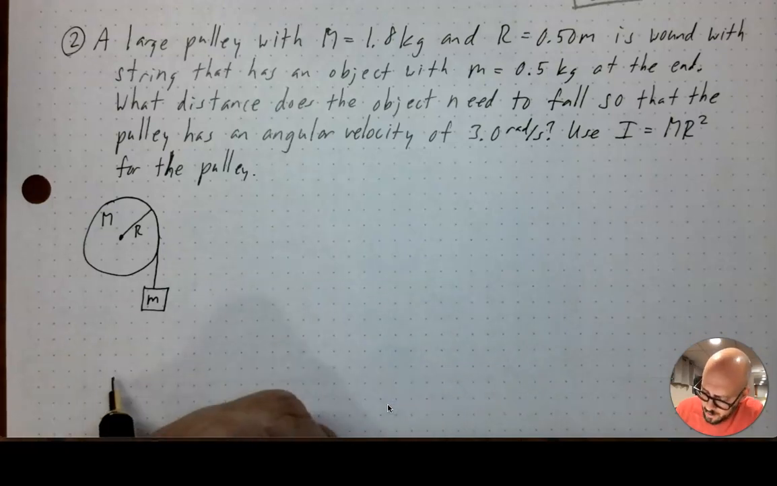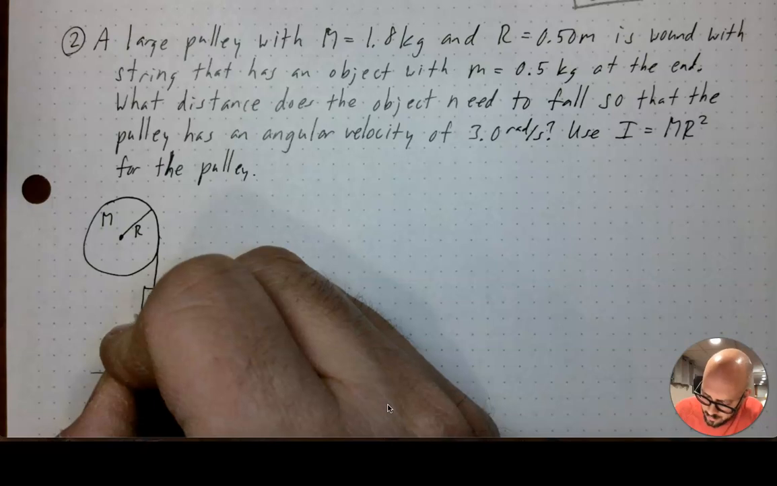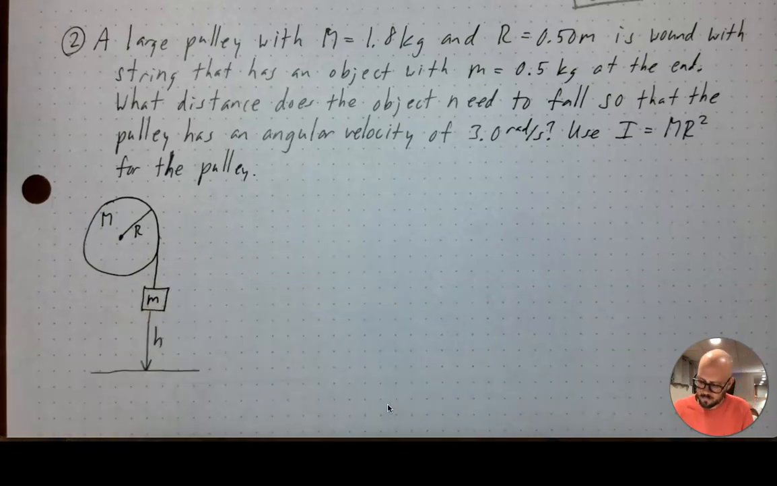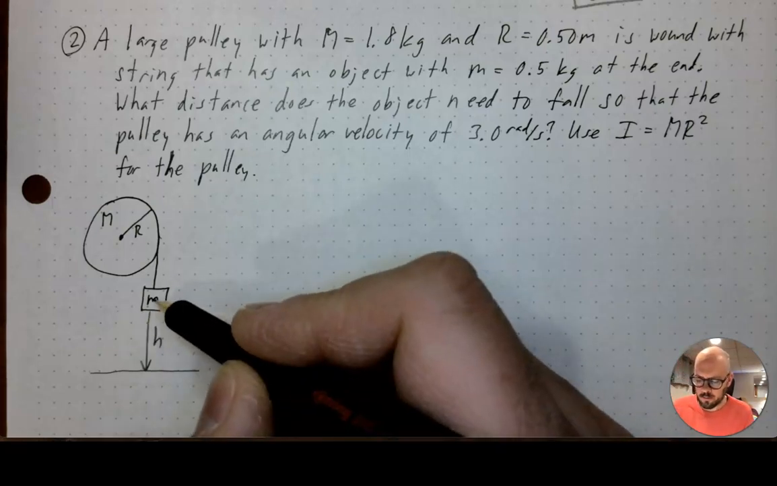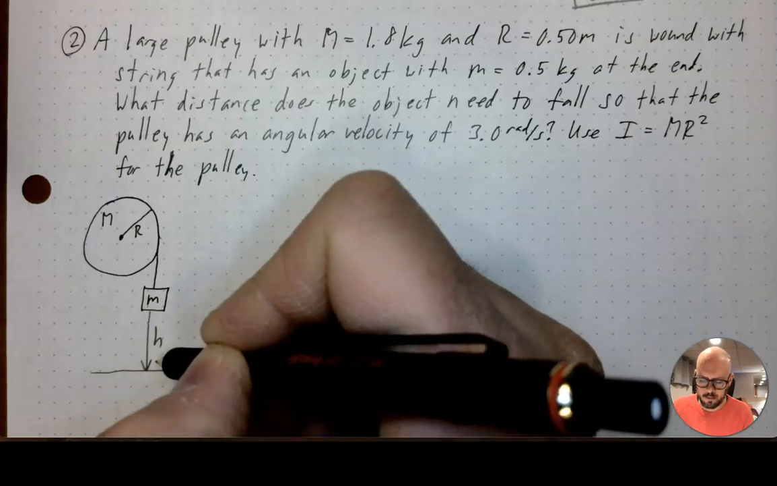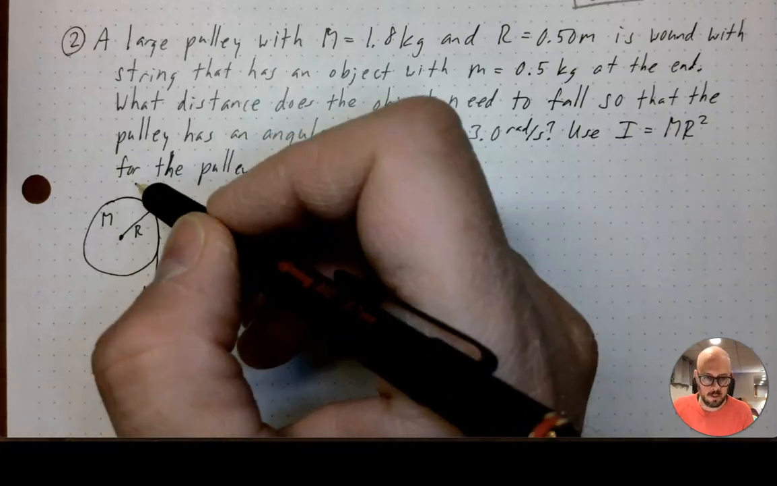So I'm going to add to this drawing here, and we're going to keep it simple and say that the distance that that mass has to go is h. And that is going to be part of my conservation of energy situation. Okay, so the little mass is going to fall, right? When the mass is released, the little mass is going to fall, and the pulley is going to rotate.